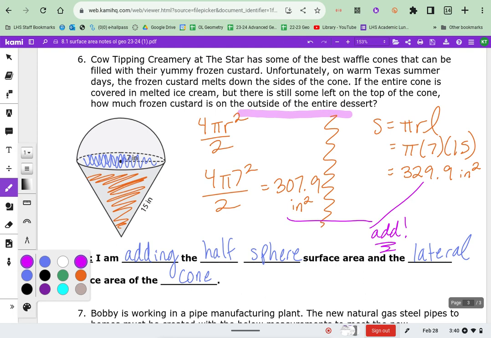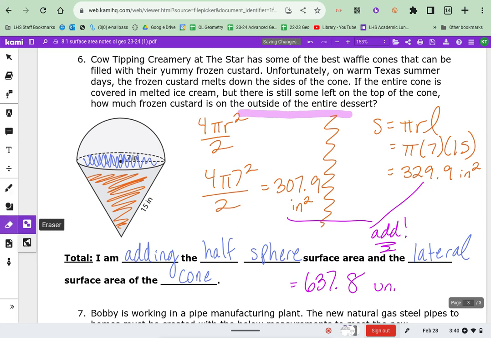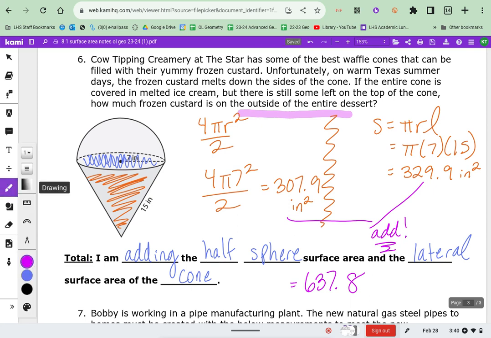And now we'll just add. So 329.9 plus 307.9. So 637.8. Let's see. Units. Ooh, inches. We have inches. Inches squared.